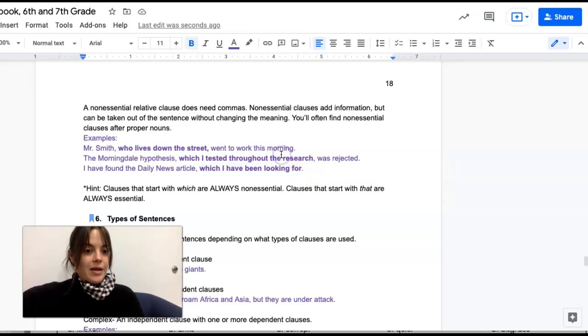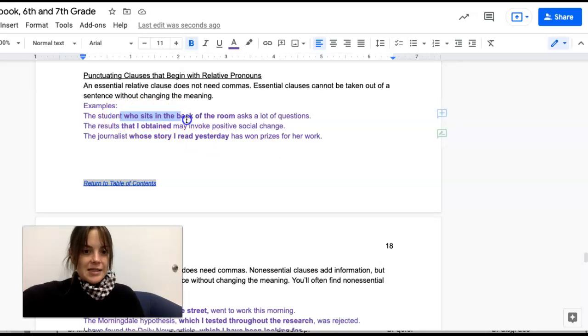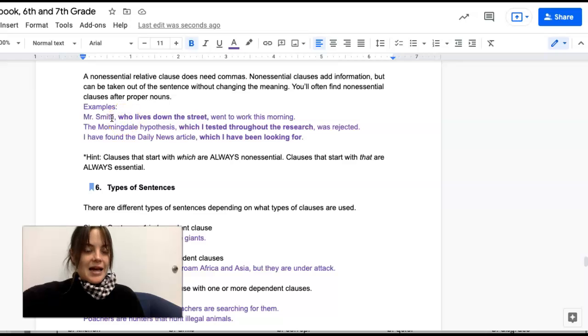Okay. Now, you might have noticed when I was going through this that these essential clauses had no commas around them, and these non-essential clauses have commas around them. Okay. So basically, if it's a non-essential clause, if it's something I can take out of the sentence without changing the meaning of the sentence, then it needs to have commas around it, okay?